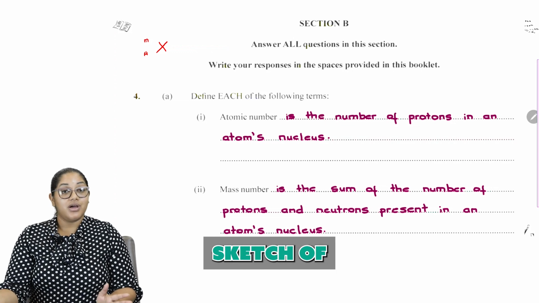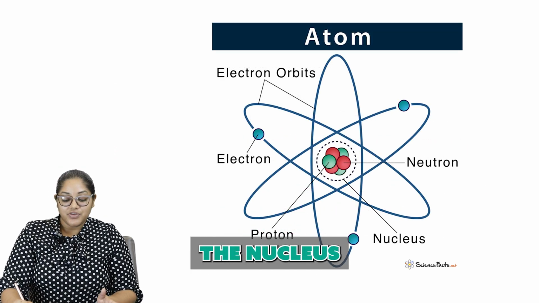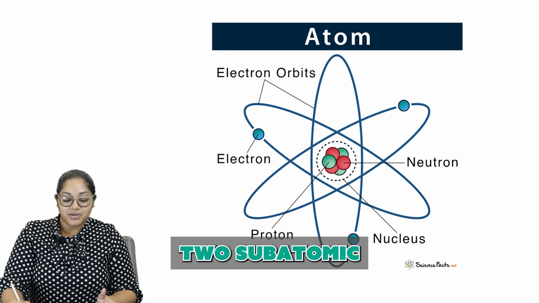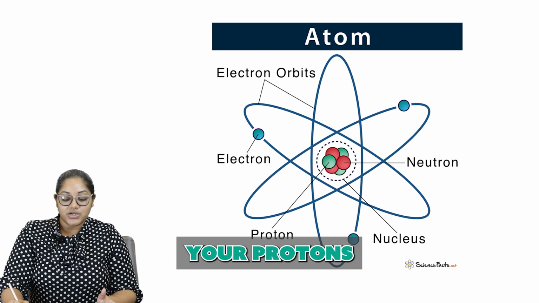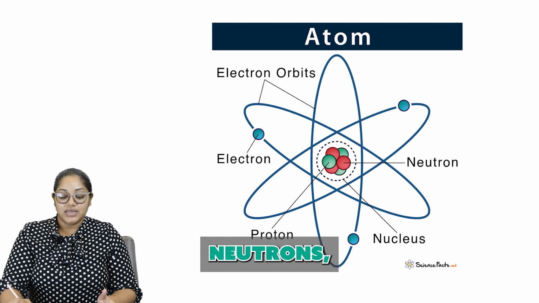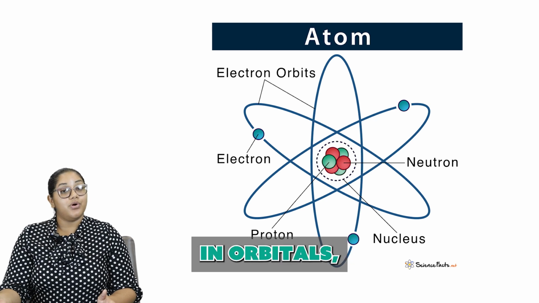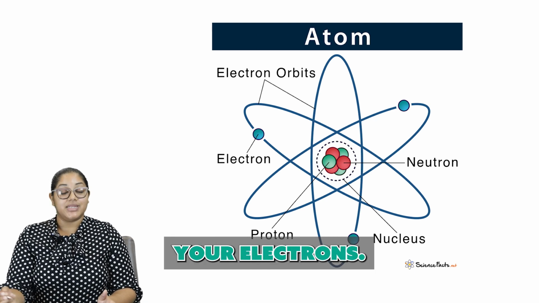So a quick sketch of your atom. Inside of your nucleus, you have two subatomic particles, your protons and your neutrons, and around it in orbitals you tend to have your electrons.